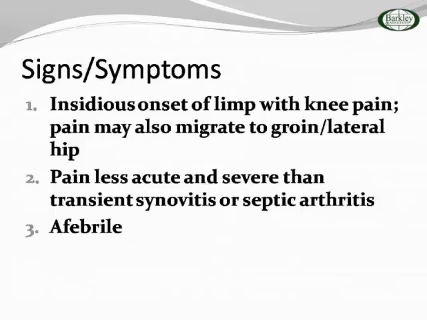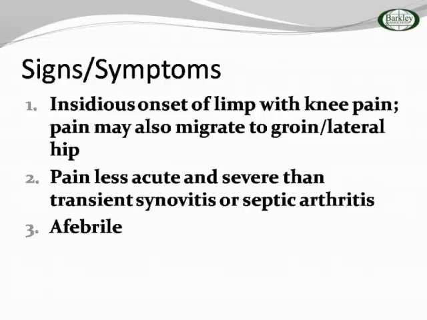Now, I want to make sure you all take a very special note. I know people are getting tired because we've spent a lot of time together, but highlight this. Highlight what direction the pain occurs. The pain is in the knee, and it migrates up the thigh into the groin and the lateral hip. So does that make sense to you? It goes from the knee up the thigh and out towards the groin. That's going to be important because the next one I talk about, slipped capital femoral epiphysis, goes in the opposite direction. And that will help you on a test question. We also think about pain as less acute and severe than transient synovitis and septic arthritis, and they are afebrile.